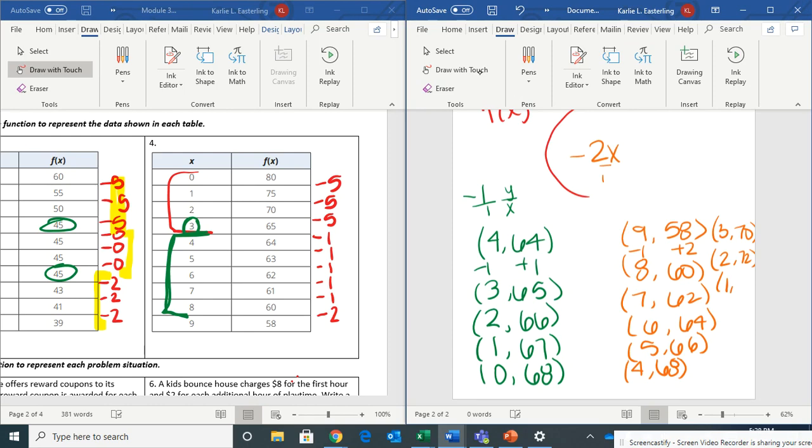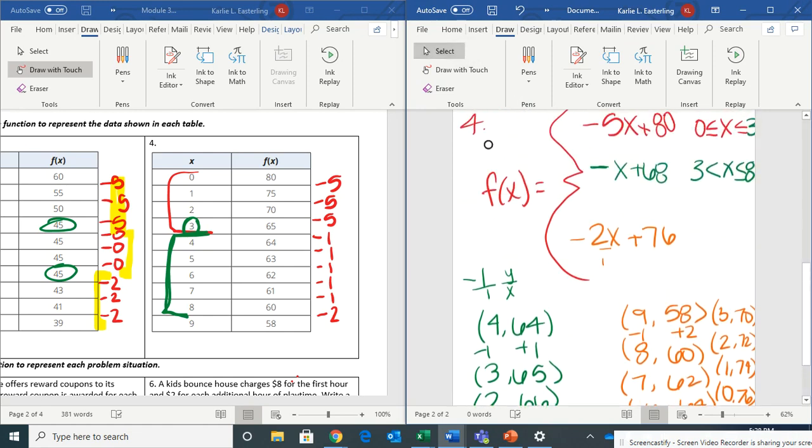(2, 7, 2), (1, 7, 4), and then finally (0, 7, 6). That's an 8, not a 6, but it should be a 6. We're adding that 2 again, so we'll get 76. So our y-intercept here is that 76.